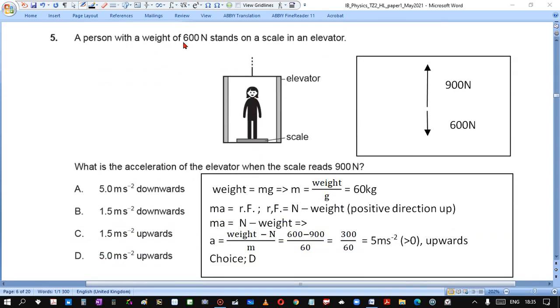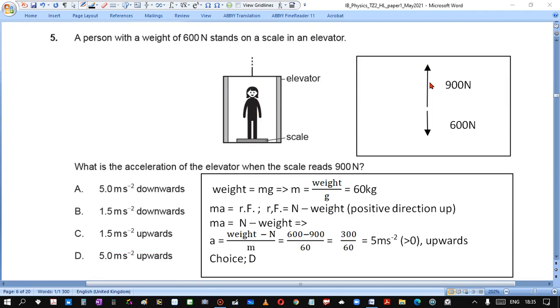A person with weight 600 newtons stands on a scale in an elevator. What is the acceleration when the scale reads 900? So the scale shows the force of reaction. So reaction is 900 newtons up. Weight is 600 newtons down, so the resultant force is 300 up.